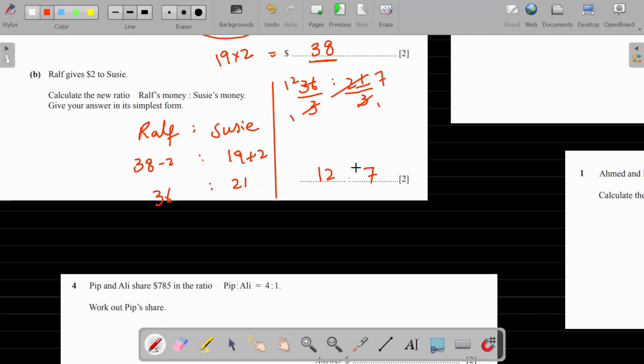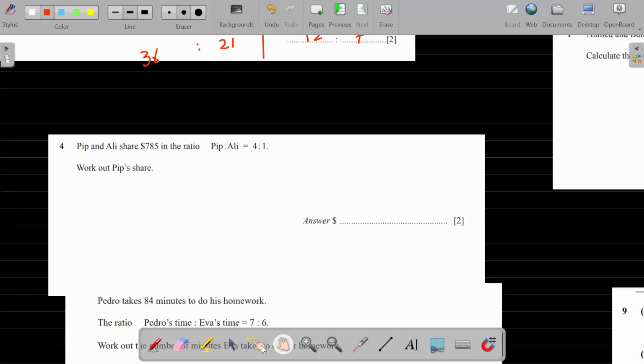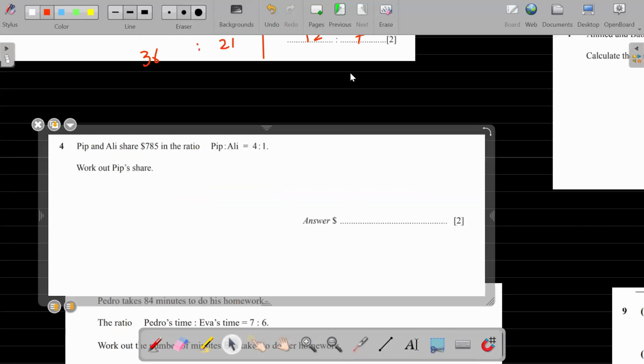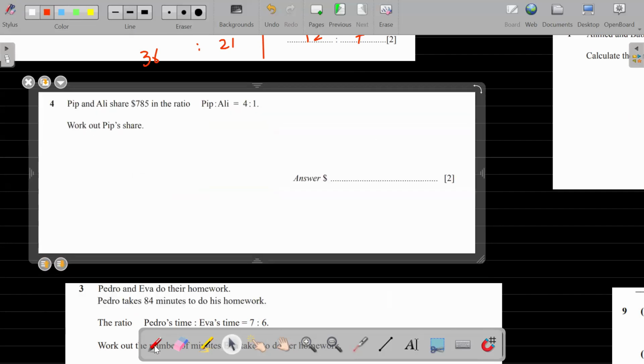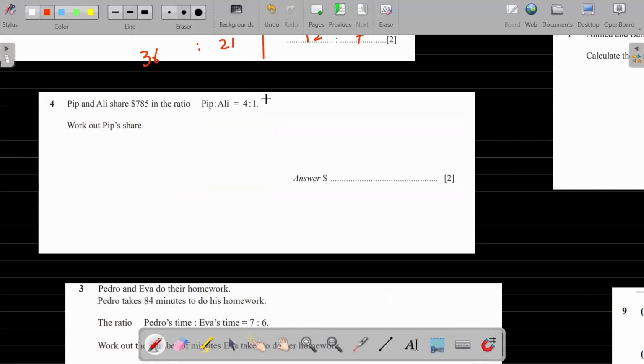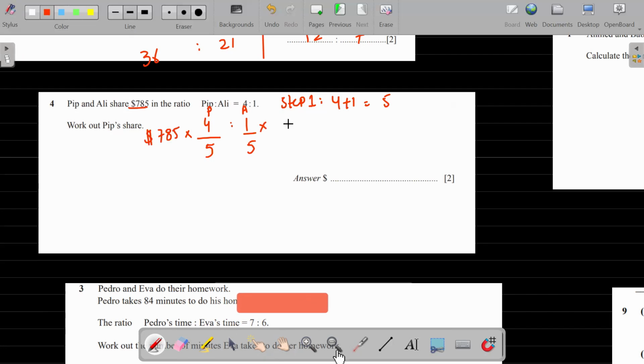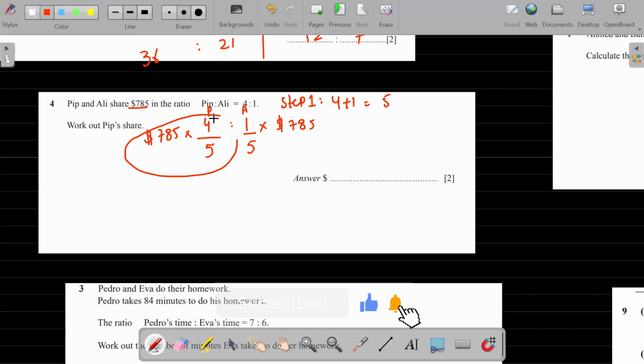Okay, let's move to the next question. The next question says that Pip and Ali share 785 in the ratio 4 to 1. Okay, they have mentioned the ratio as well. In this ratio, work out Pip's share. We are going to follow three rules. So step number one, what was step number one? We are going to take the sum of the ratios. Sum of ratios will be 5. Now, second, I'm going to write it over here, 4:1, because this is Pip, this is Ali. Each ratio will be divided by the sum of ratio and multiplied with the total amount, which is 785. It says Pip's share. That is the Pip share.